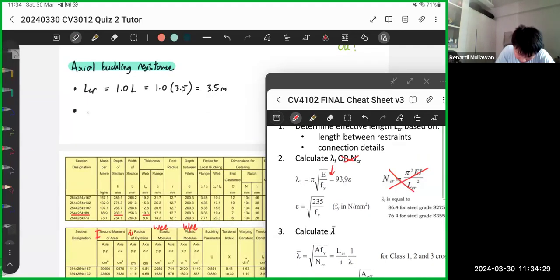So epsilon is the square root of 235 divided by, just now is 275, right? So the square root of 235 over 275, I think it's 0.92. Oh, I memorized it. Okay, but anyways, 0.92.